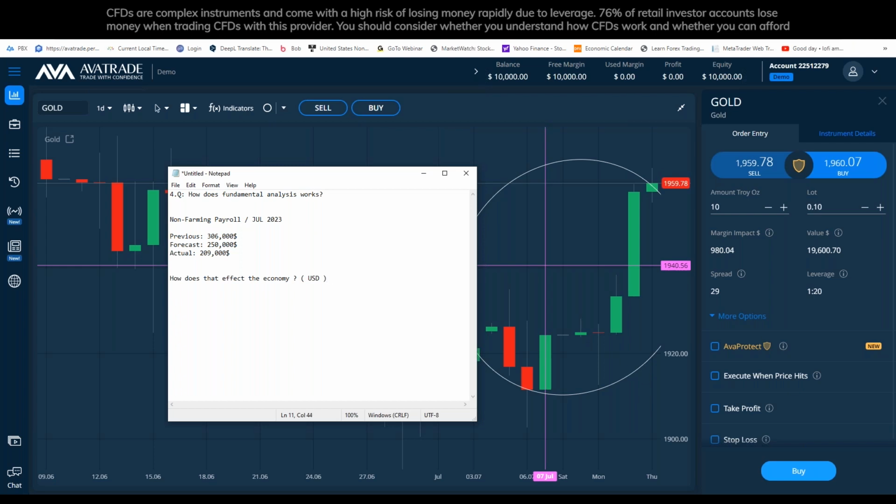Right? Who can tell me how, guys, does that affect the economy? Come on, I wanna see some answers. Then I'll know how to respond, because I don't want to say things that are a bit too complicated. Tell me, what do you think was the effect in this scenario when there are less jobs applied, not only less jobs than the previous, but also less jobs than the forecast? What do you think?